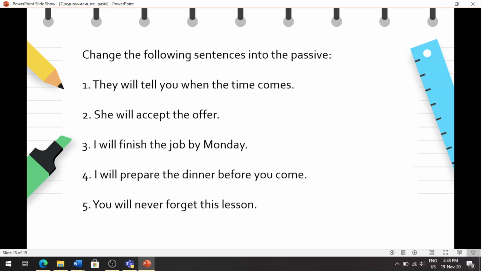And the second exercise, let me remind you one more time that these sentences are in future simple with active voice, and we need to change them into passive voice. They will tell you when the time comes. She will accept the offer. I will finish the job by Monday. I will prepare the dinner before you come. You will never forget this lesson.